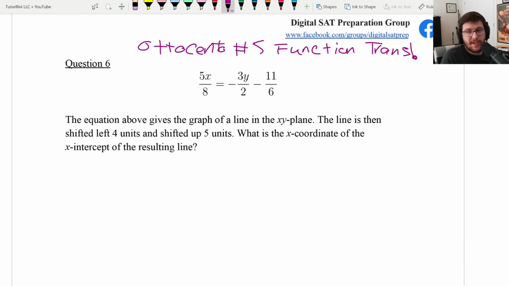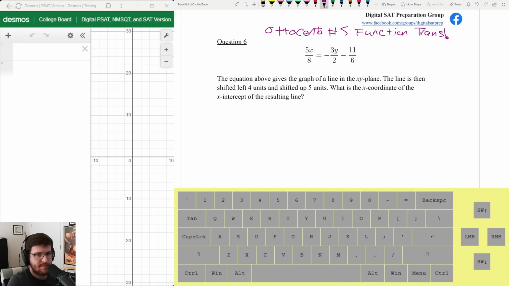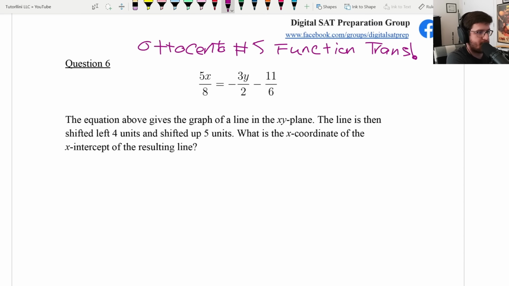All right, so first things first, guys, I'm going to just once again clear the denominators. I don't want to have to deal with fractions. The question's already hard enough. I don't want to have to deal with fractions if I don't have to. So let's go back here. Let's quickly deduce the LCD. The denominators are 8, 2, and 6. The least common multiple of those numbers is 24. So we are going to multiply the whole equation by 24.